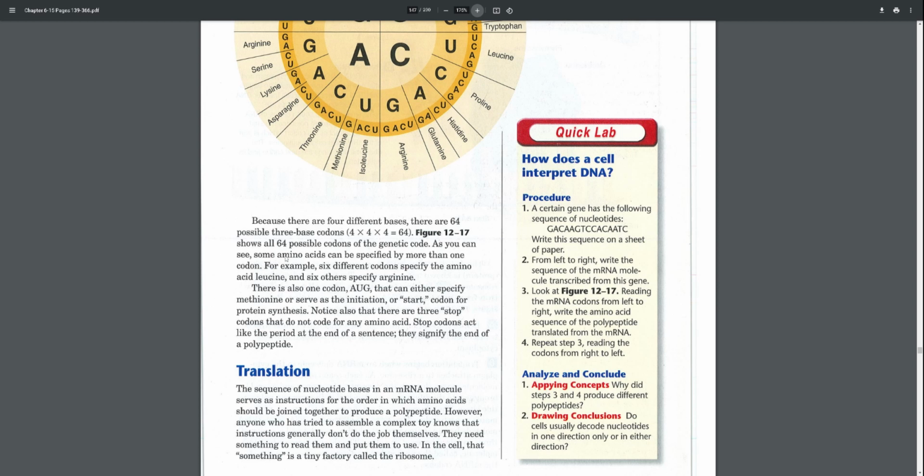As you can see, some amino acids can be specified by more than 1 codon. For example, 6 different codons specify the amino acid leucine, and 6 others specify arginine. There is also 1 codon, AUG, that can either specify methionine or serve as an initiation or start codon for protein synthesis. Notice also that there are 3 stop codons that do not code for any amino acid. Stop codons act like the period at the end of a sentence. They signify the end of a polypeptide.